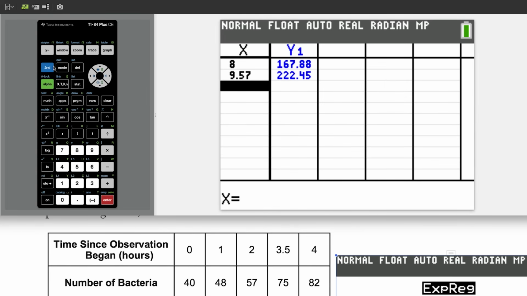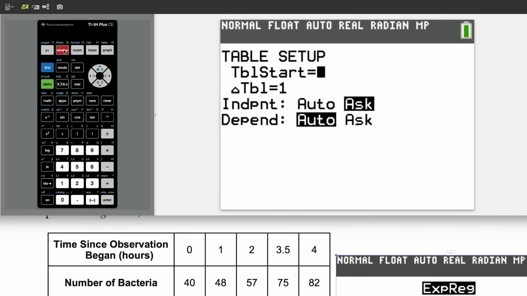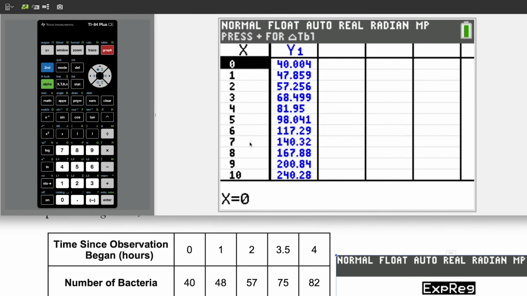So that's just a nice little trick. And if you want to turn the calculator back, you could press second window and just switch back to auto, and then the table will go back to normal the way it was.